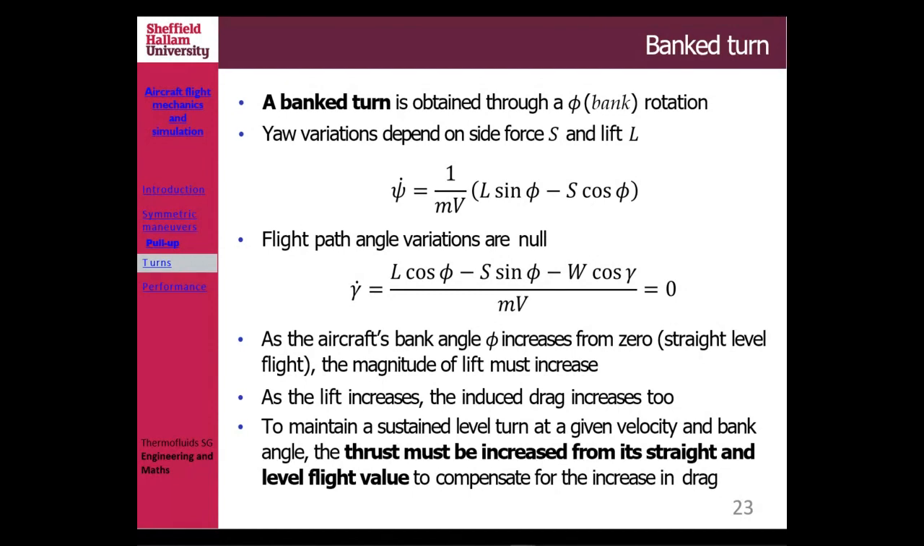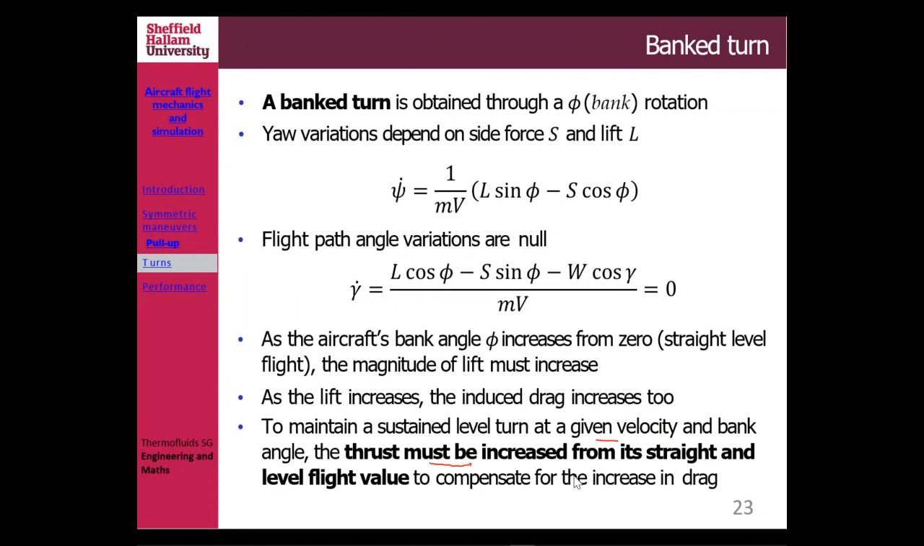In order to do that, you have to do something. Either you increase your speed, then you increase the lift, because lift is a function of your airspeed: lift equals half rho v squared S C_L. Or you could increase the thrust. That is why, to maintain a sustained level turn at a given velocity, if you want to keep your velocity constant at a certain bank angle, the thrust must be increased from straight level flight. Initially, for example, you put like a 60% throttle setting. When you want to make a coordinated turn, you have to do something with the thrust.